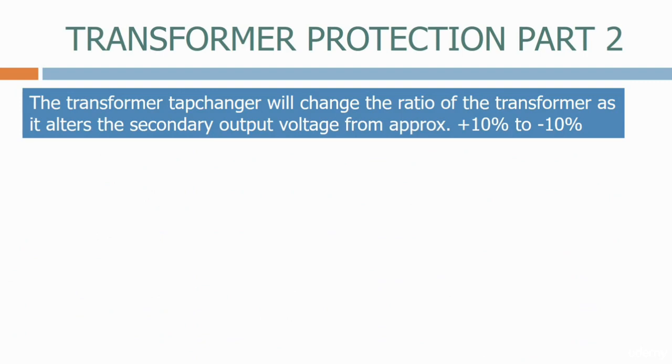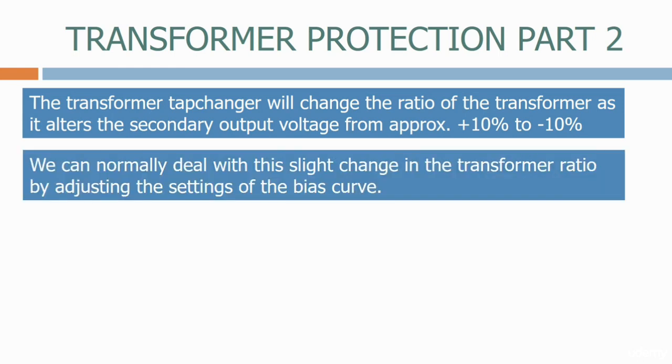The transformer tap changer will change the ratio of the transformer as it alters the secondary output voltage from approximately plus 10% to minus 10%. We can normally deal with this slight change in the transformer ratio by adjusting the settings of the bias curve.